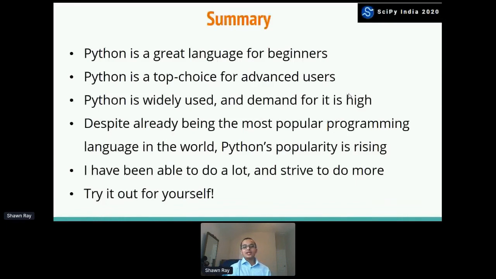And despite already being the most popular programming language in the world since 2019, Python's popularity is still rising as more and more people migrate to it, and of course, new people to programming are joining it. I myself have also been able to do a lot with it, such as create those educational resources, do data analytics, do statistical analytics, and more. And of course, try it out for yourself. If the language doesn't seem like a good fit for you, no problem, you can stop learning it. But it's definitely worth a try given all of the qualities that it has.